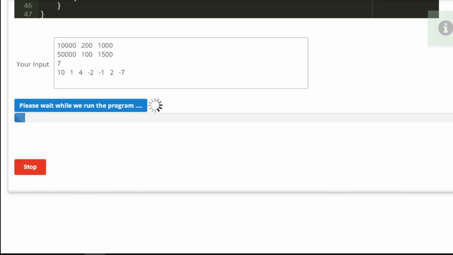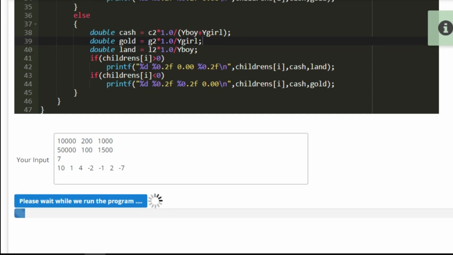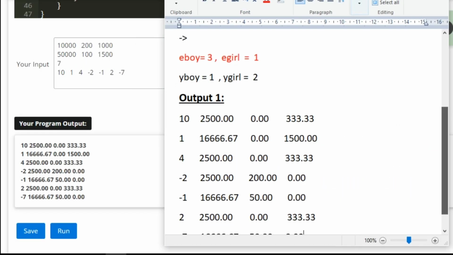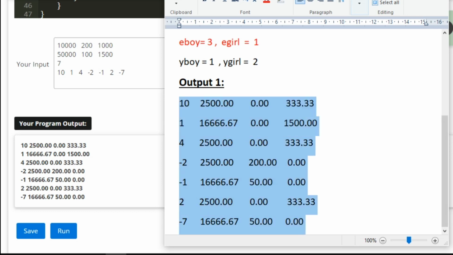Now let us check our program with the sample test case. This is our sample input 1, and for sample input 1 our expected output is here. Here we can see that we also get the correct output. So this is the logic behind today's daily challenge.